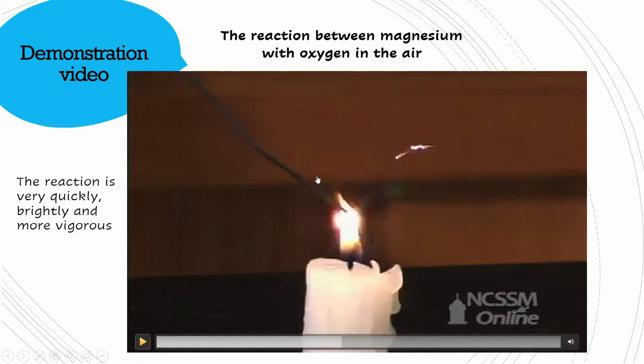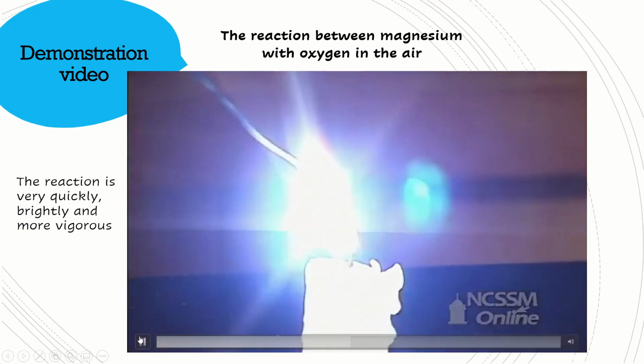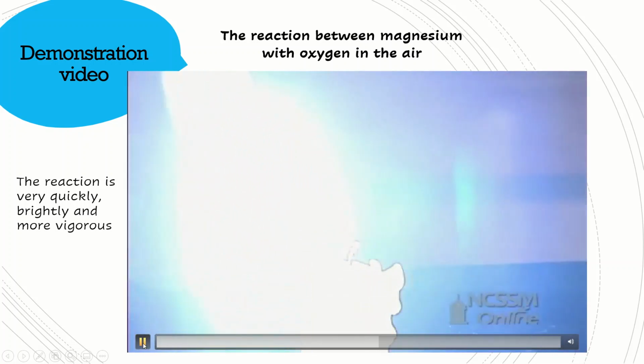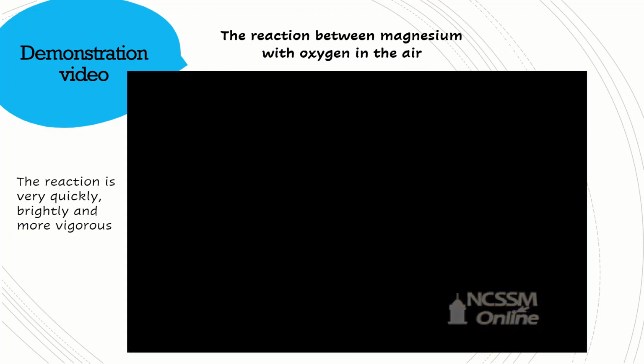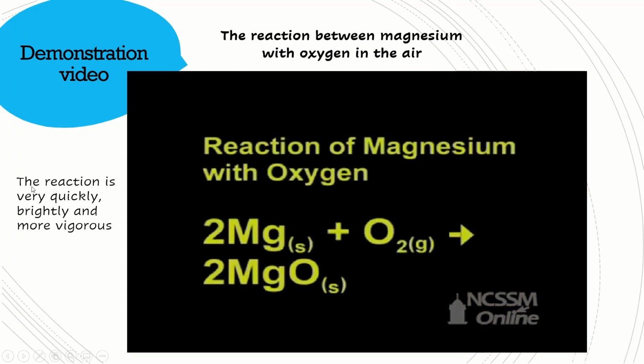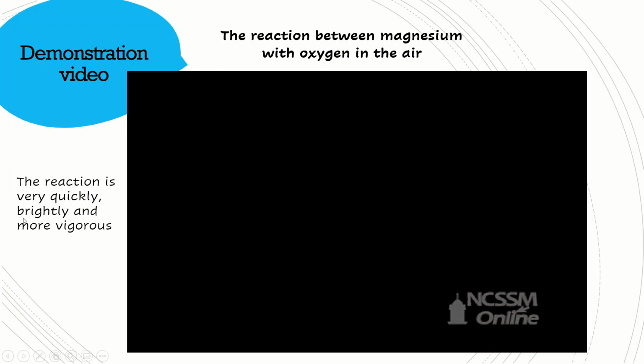So ini adalah magnesium metal. So this magnesium metal is heated with flame. Ni ada nyalaan api ni. So dia menghasilkan nyalaan yang sangat cepat. And the color is very bright. Okay, so that's why we say that the reaction is very quick, very fast, and produces a very bright flame and is more vigorous.